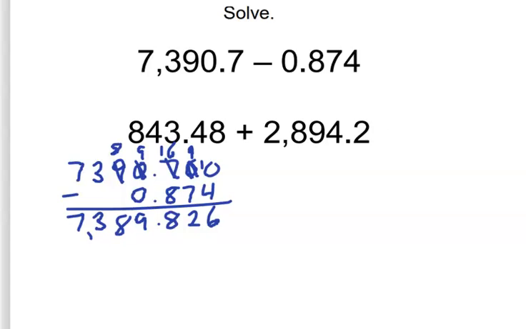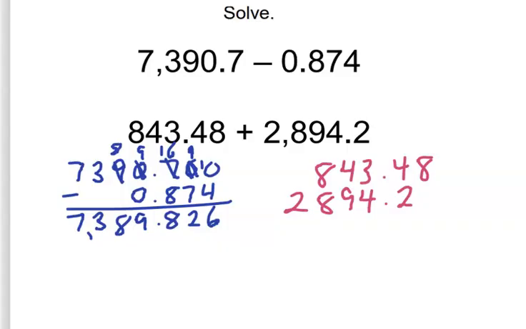Let's do the addition problem now. All right, so we have 843.48. All right, we're going to have to line up this decimal. So we have the point here. We know there's a 2 on this side of it. And there's a 4 here, a 9, an 8, and a 2. All right, so we have the decimals lined up, which is good.